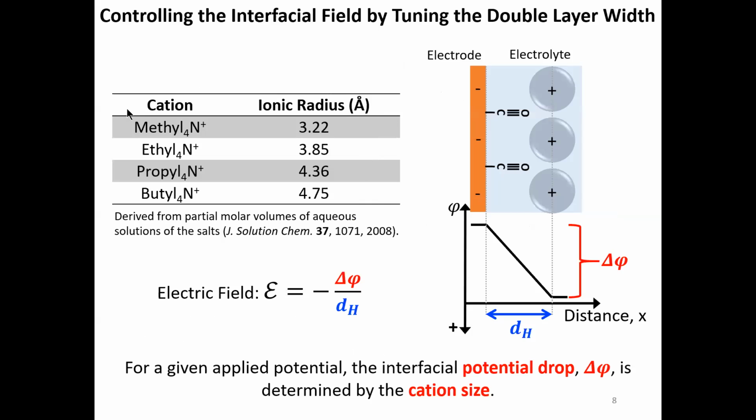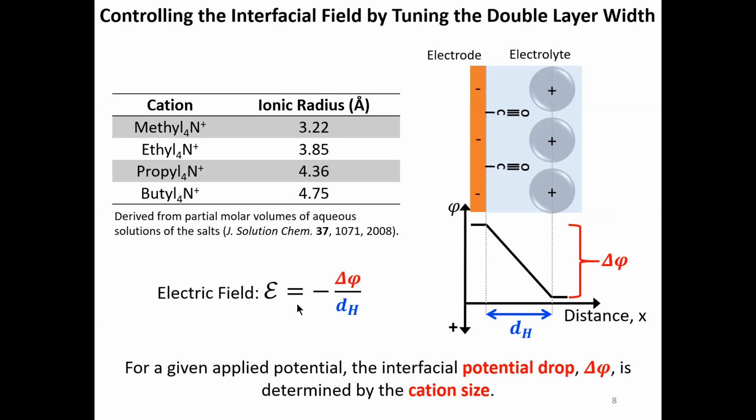So if we first focus here on this table, we can see as we go from tetramethylammonium to tetrabutylammonium, the ionic radius is increasing. Now, if we focus here on this cartoon, we see here the electrode, here the electrolyte. The line here represents the position of the outer Helmholtz plane. That is the plane of closest approach of hydrated ions to the surface. And the position of this plane relative to the surface of the electrode is in part determined by the size of the cation. So therefore, for a given interfacial potential drop, or in other words, for a given applied electrode potential, we can control the strength of the interfacial electric field by going from one cation to another.